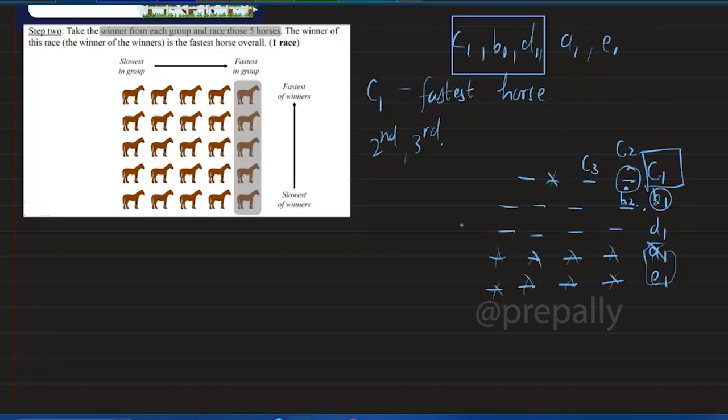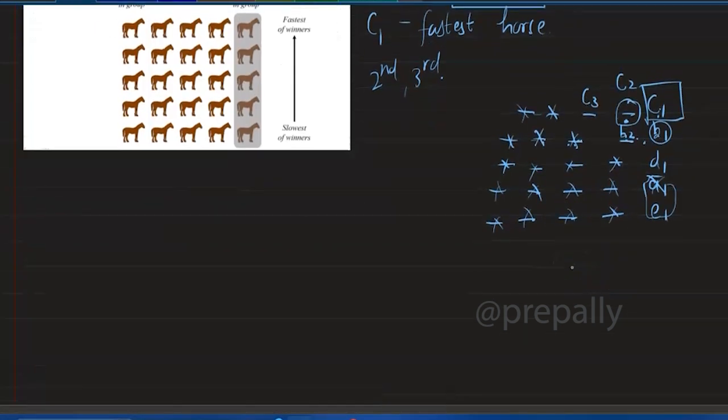The same logic you can apply here, to this one and this one, because they already finished fourth in this race. So they cannot be in the top three anyway. The same goes for these cases. Now D3 would also be one, two, three, four, so D3 would also be fourth. So this horse cannot be third, and this one also cannot be third.